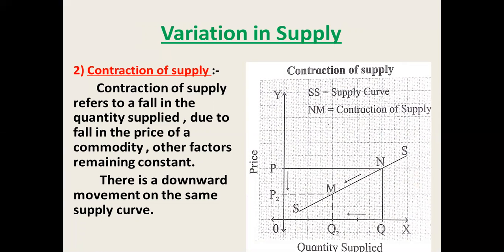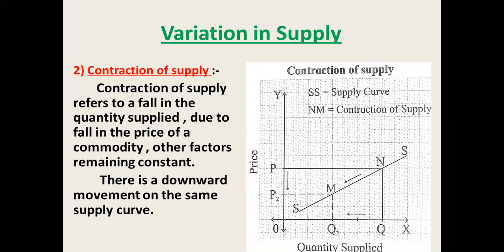So in the case of contraction of supply, there is a downward movement along the same supply curve. See, I have shared it on the screen. So the contraction of supply means what? The supply falls due to the fall in price, other factors remaining constant. That is called the contraction of supply. There is a downward movement on the same supply curve. We have also discussed the graphical representation.